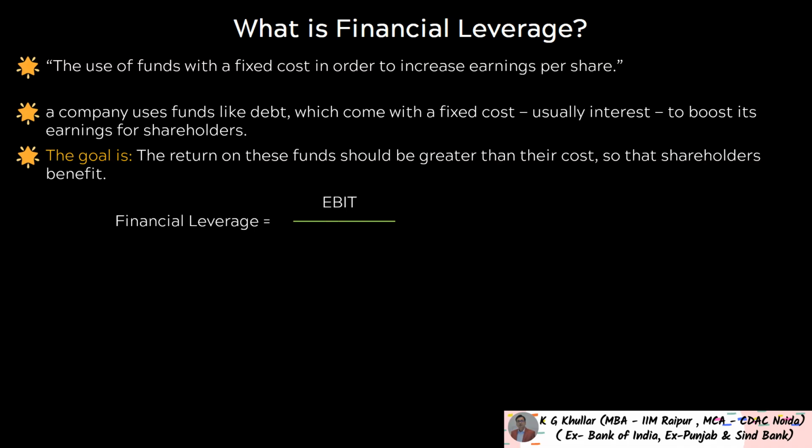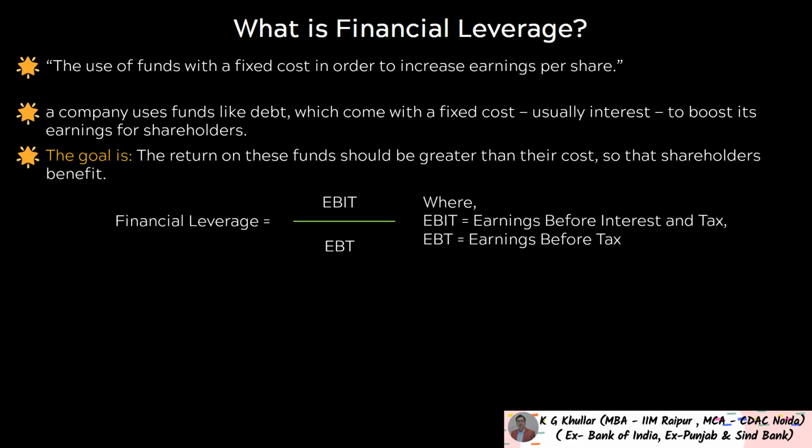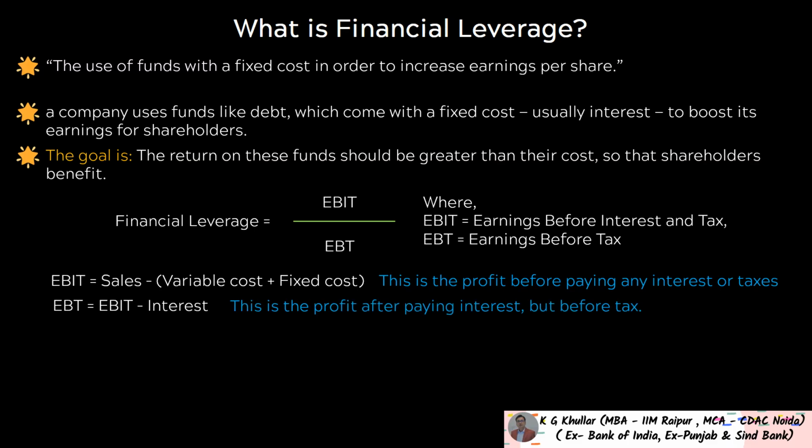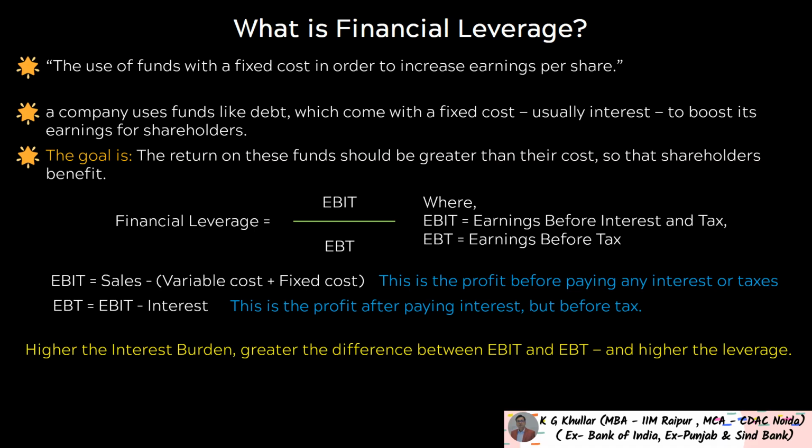Next, the formula for financial leverage is simply earnings before interest and tax, that is EBIT, divided by earning before tax, that is EBT. Now, as you know, EBIT equals sales minus variable cost plus fixed cost. Please note this is the profit before paying any interest or taxes. Next, EBT is equals to EBIT minus interest. And this is the profit after paying interest but before tax. So higher the interest burden, greater the difference between EBIT and EBT and higher the leverage.